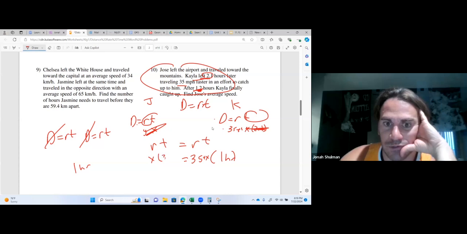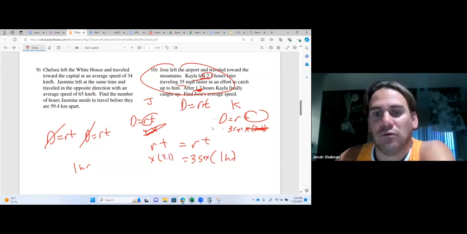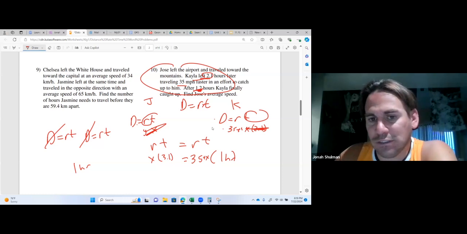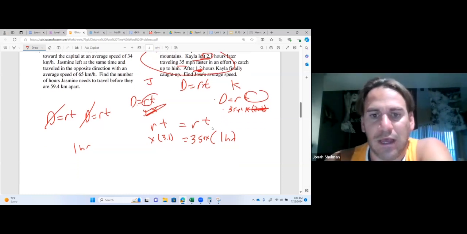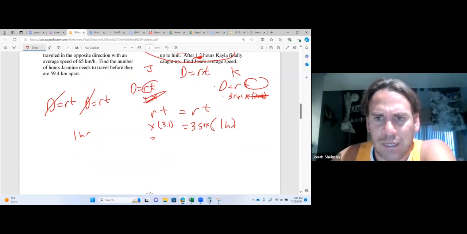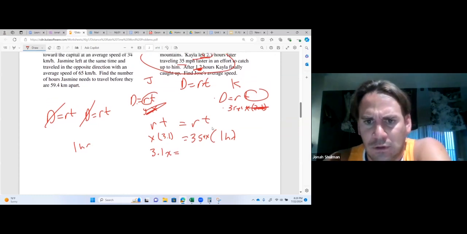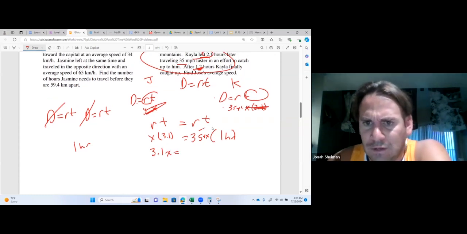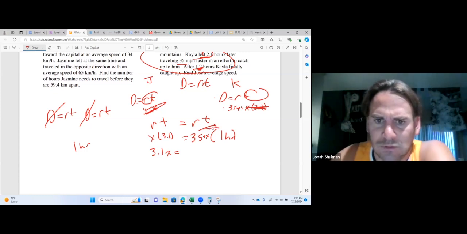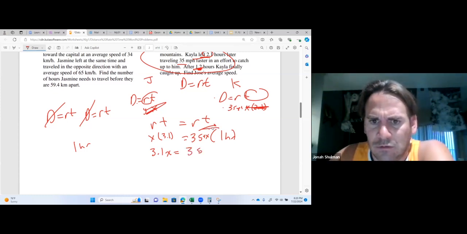1 plus 2.1 is 3.1. So I'm just trying to reason this out in my head. This is what I have: 3.1x equals 35 times 1, plus x. So this is 35 plus x.